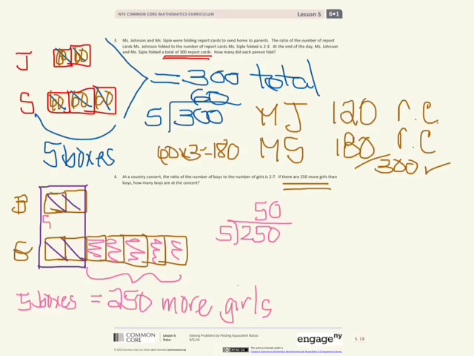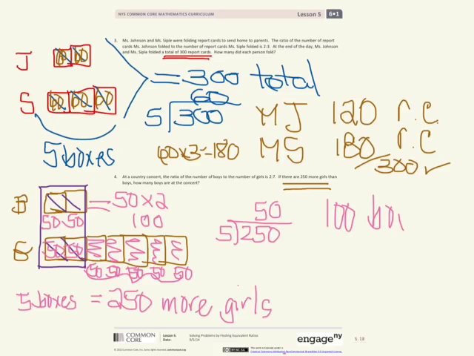Now I can figure out how many boys attended the concert. I'm going to put 50 inside each box. I can also put 50 inside these boxes too. And it only asks me for how many boys there are at the concert. If I take 50 and multiply it by 2, I get 100. Therefore, there are 100 boys who attended the concert.